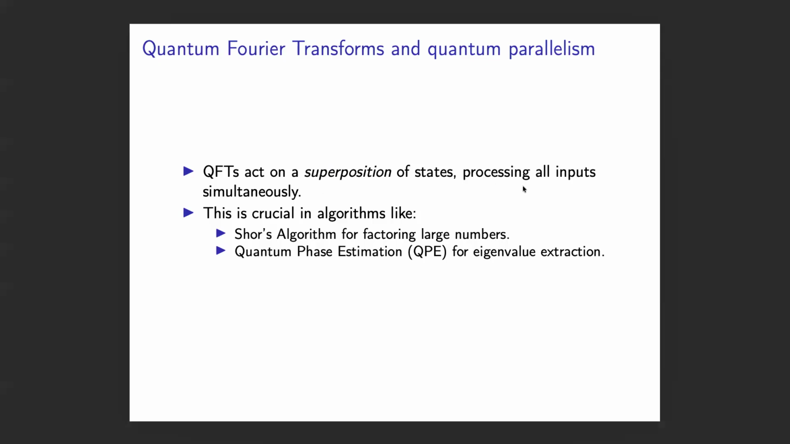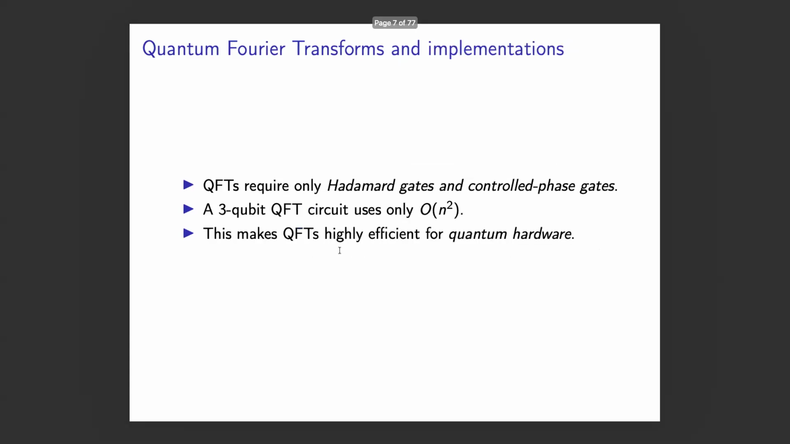And you would then process all inputs simultaneously. The quantum Fourier transform is an example of what we call quantum parallelism, because you have a superposition of states. But when you make a measurement, you obviously collapse one of the states. It's crucial in algorithms like Shor's and quantum phase estimation, as I said. They require only Hadamard gates and controlled phase gates. These are the only gates which are needed.